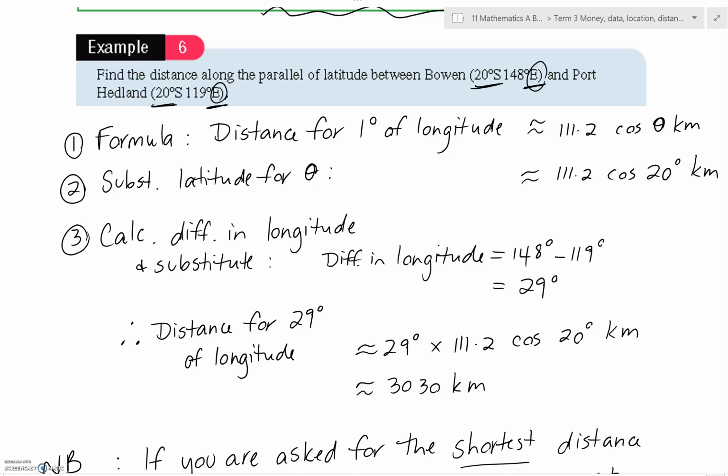So now we've got enough to actually work it out. So the distance for 29 degrees difference of longitude is 29 degrees times 111.2 cos 20 degrees kilometers. So put all of that into your calculator, and that's going to tell us that they're approximately 3,030 kilometers apart.